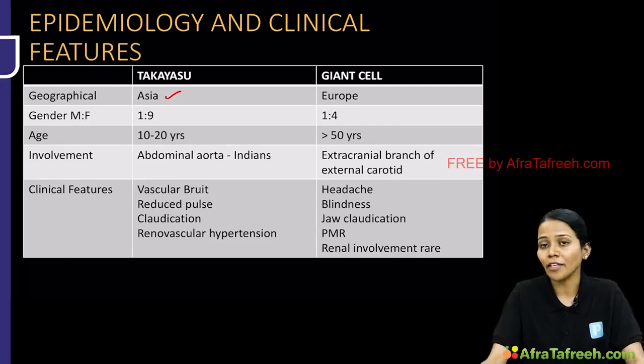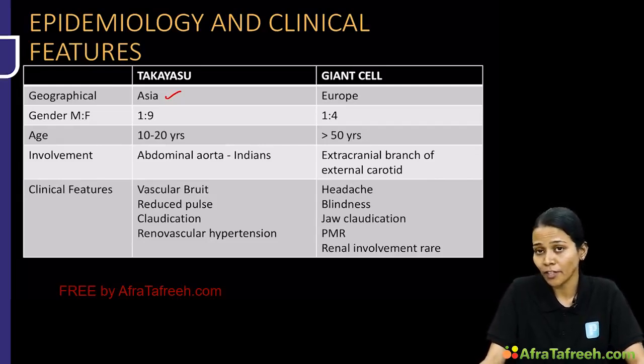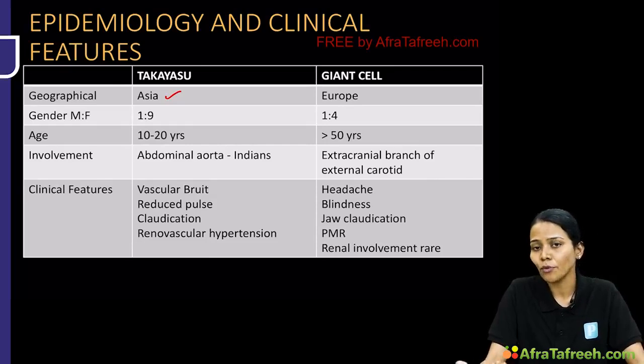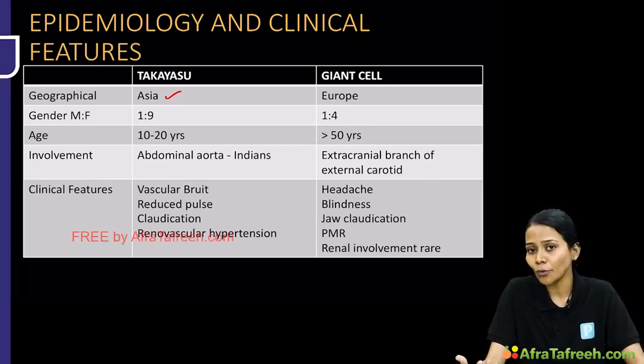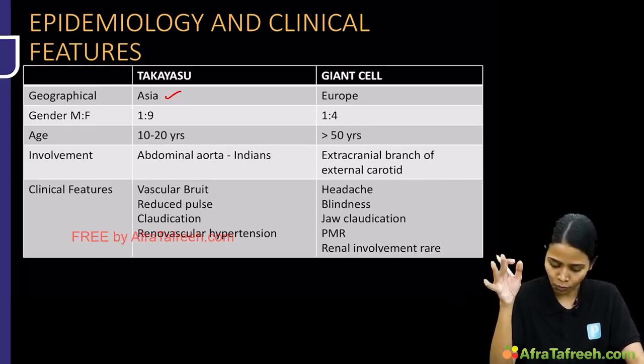Gender: it's more common in females. In Takayasu, it's 9 times more common in females when compared to males, whereas in giant cell, it is 4 times more common in females when compared to males. Age: Takayasu is generally seen under 50 years, somewhere in the teens or 20s, but giant cell is seen over 50 years. In Indians, you mostly see abdominal aortic involvement. In others, like Japanese, you see more of aortic arch involvement. In Africans, you see more of infrarenal aorta involvement. Whereas giant cell arteritis, we know, mostly involves the extracranial branch of the external carotid artery as the most commonly involved.